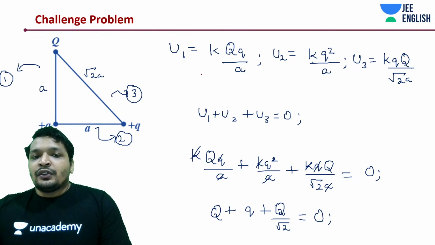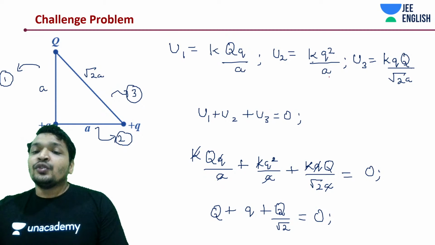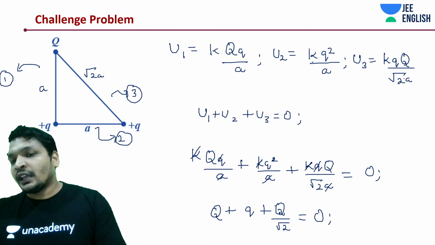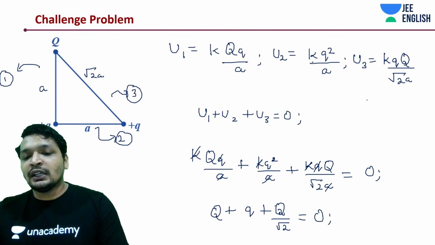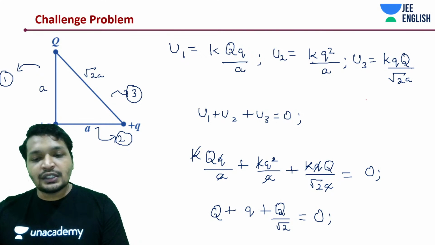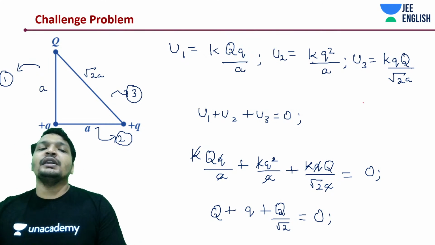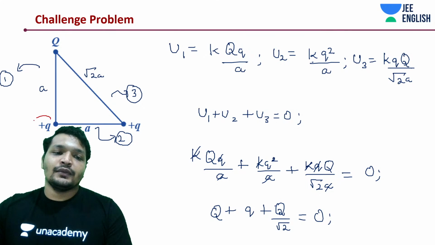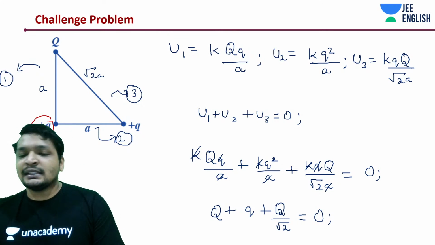So yeah, we wrote down U1 is equal to K into Q by A, and U2 is equal to K into Q by A. This is all small q, and then we have K into Q by root 2a. I added them, 3 of them, and said they are equal to 0. And from the initial itself, we deduced capital Q should have a negative sign, or should be an unlike charge compared to this plus. That's it. It's as simple as that.